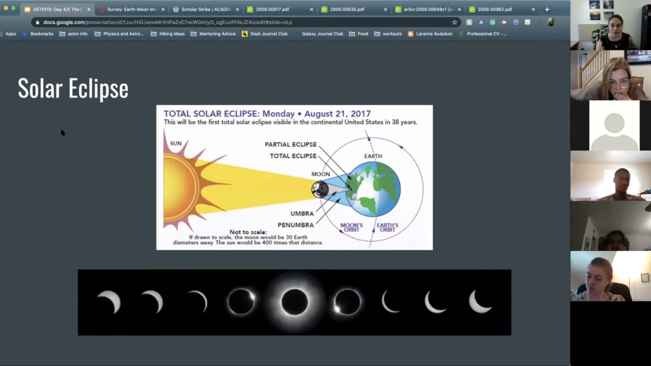Other kind of eclipse: there are lunar eclipses, and then there are also solar eclipses. They're kind of the opposite. A solar eclipse is when the moon is directly between the sun and the Earth, and the moon's shadow ends up on the surface of the Earth. So the moon casts a shadow when it blocks the sunlight, and if that shadow hits the Earth, we see a solar eclipse.